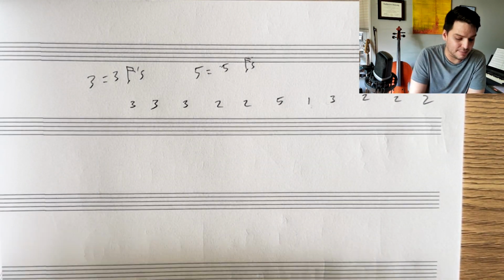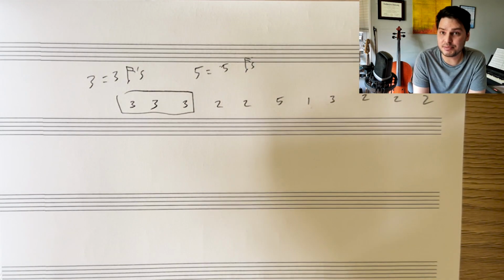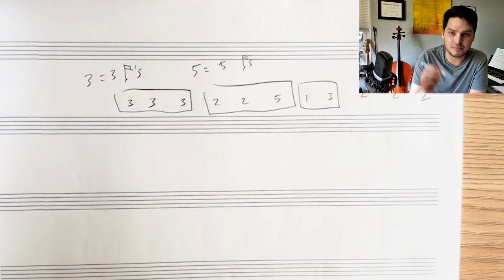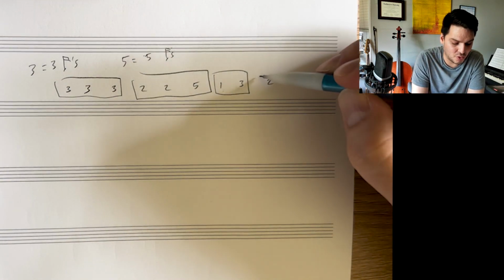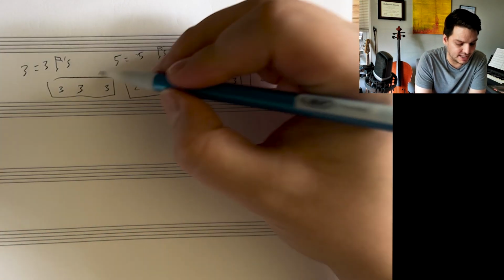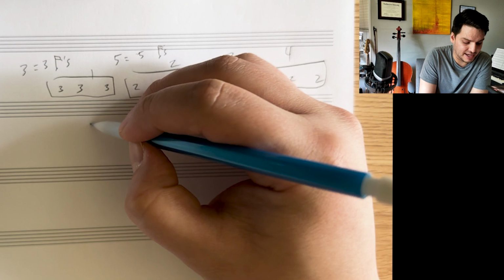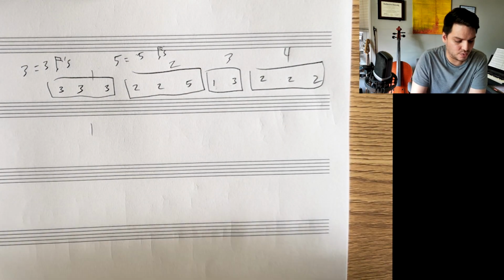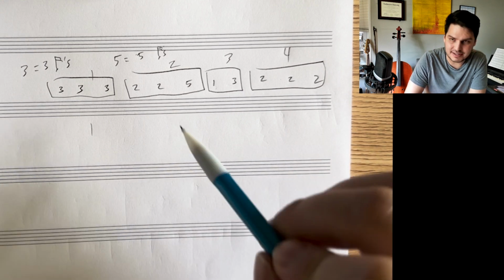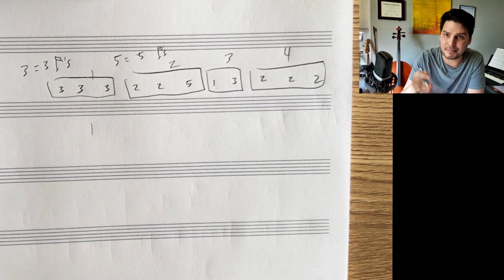Or you can say I'm going to group these, so the 3-3-3 is one block and must always be 3-3-3, or maybe it's always going to be 2-2-5, or maybe it's always going to be 1-3, or maybe I'm always going to have 2-2-2. And I'm going to label these as 1, 2, 3, and 4. And now what I can do is actually have a shorthand of the shorthand where 1 is the first pattern, 2 is the second, 3 is the third, 4 is the fourth.